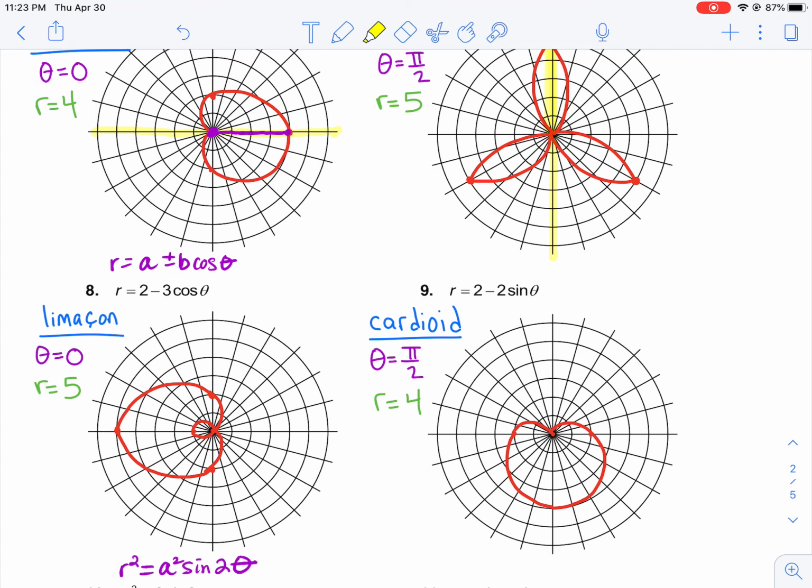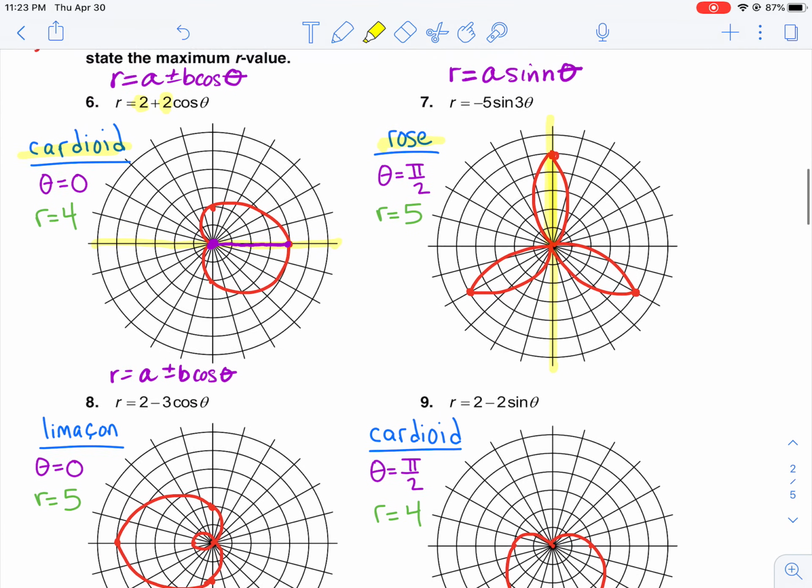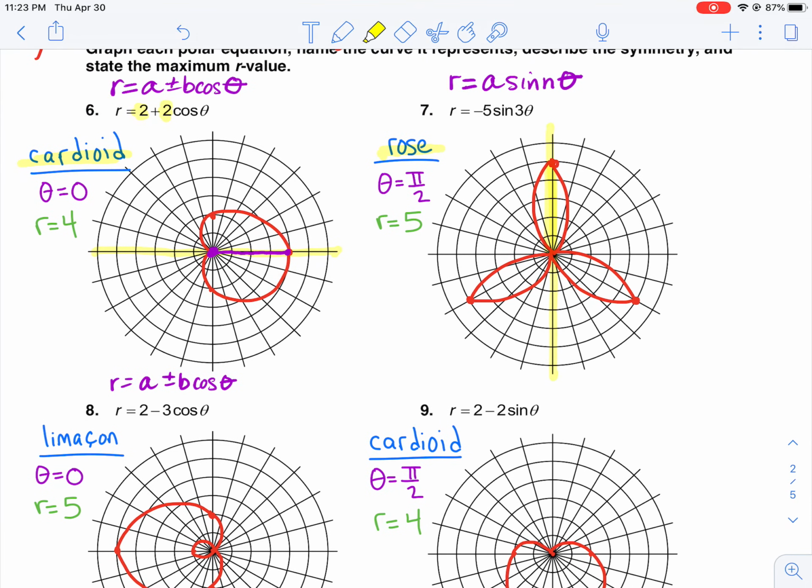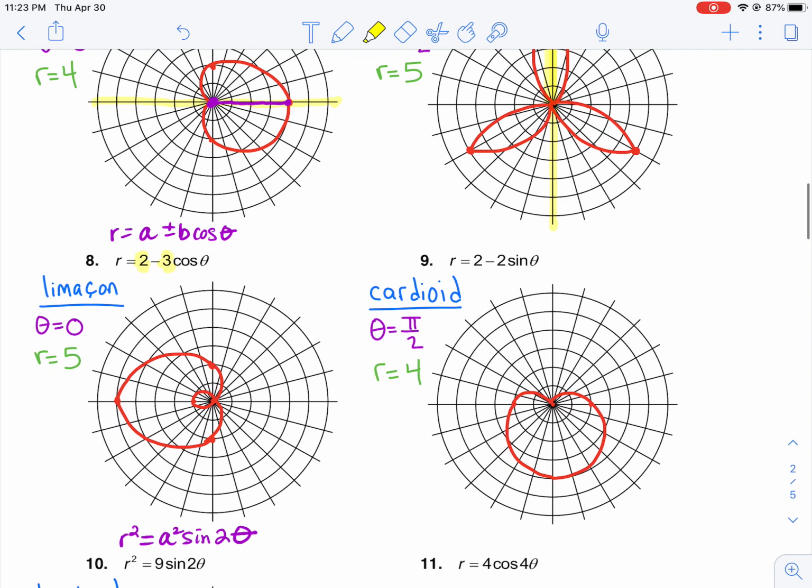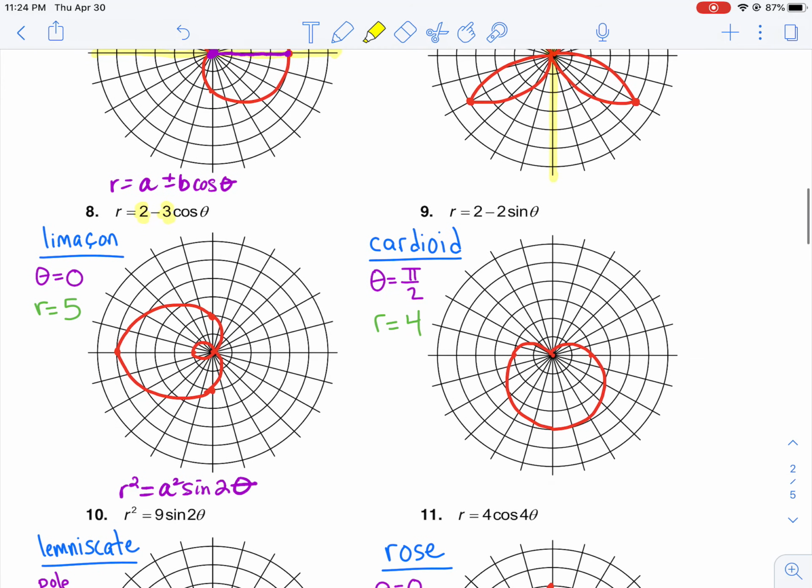For number 8, R equals A plus or minus B cosine of theta, that kind of looks like number 6, although the A and the B values are not the same. And so the B value is greater than the A value. This is going to be a limaçon with an inner loop. You don't need to know that it has an inner loop, but you need to know that this shape right here is a limaçon. The line of symmetry is theta equals 0, and the R value on there is 5.